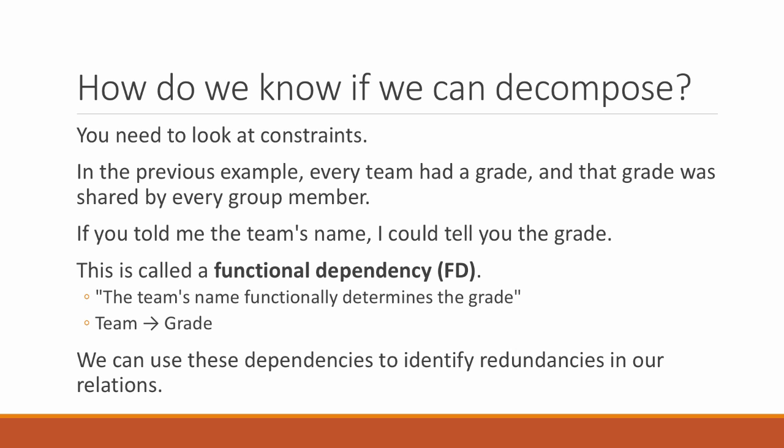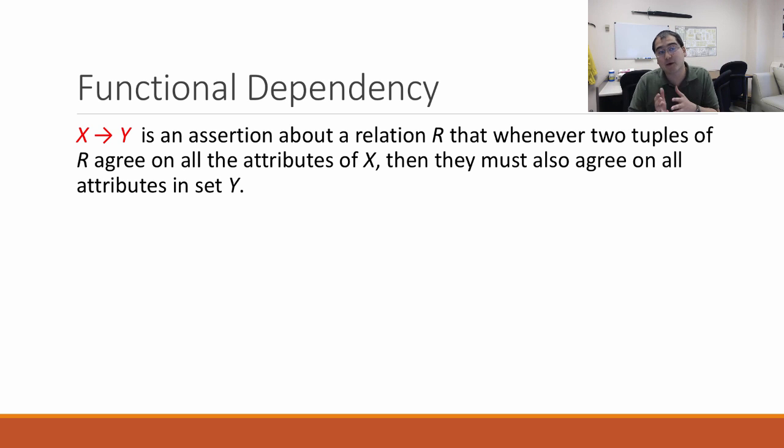And we can use these dependencies to identify redundancies in our relation. We could say, okay, if I know that a team always determines the grade, I don't need to have multiple copies of saying this team has this grade, and this same team also has this same grade. That's redundant information. And so a more formal way to say that, X functionally determines Y, is an assertion about the relation R that whenever two tuples in R agree on all of the attributes of X, meaning if multiple rows have the same team, then they must also agree on the attributes in the set Y, meaning if rows have the same team, they must have the same grade.